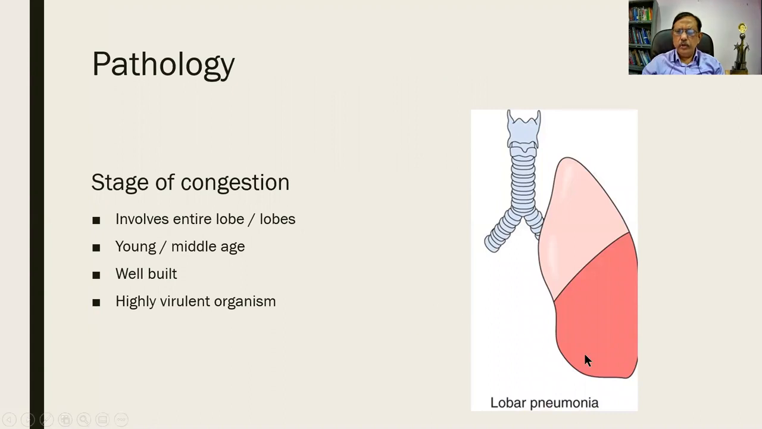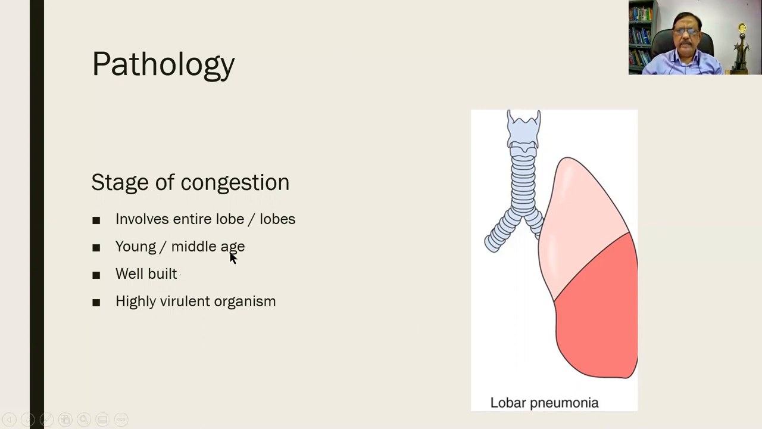And why do I say it's a lobar pneumonia? This pink color is a lobe that is totally involved. Since the entire lobe is involved, we call it a lobar pneumonia. It involves the entire lobe. Sometimes even more lobes can be involved, and occasionally an entire lung can be consolidated.